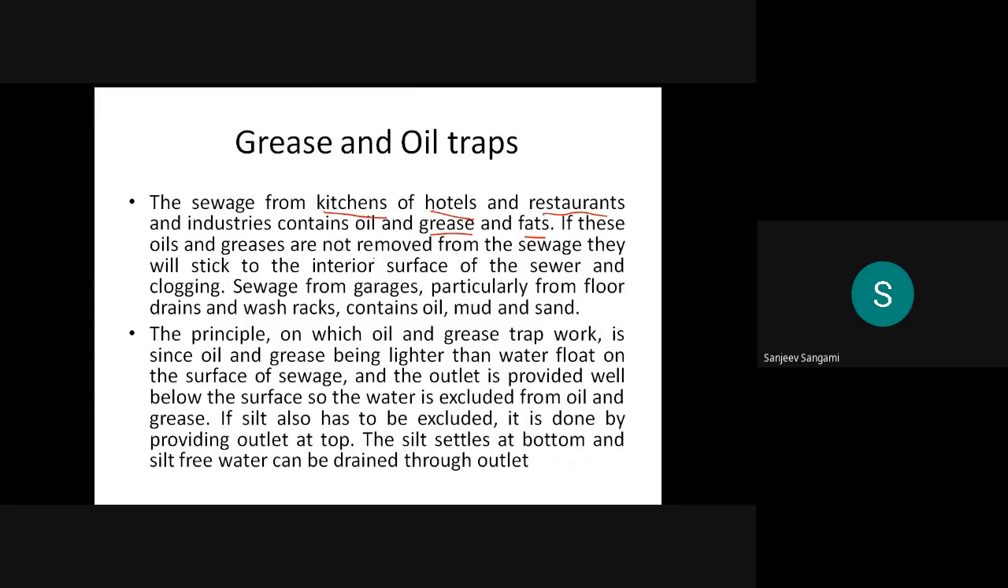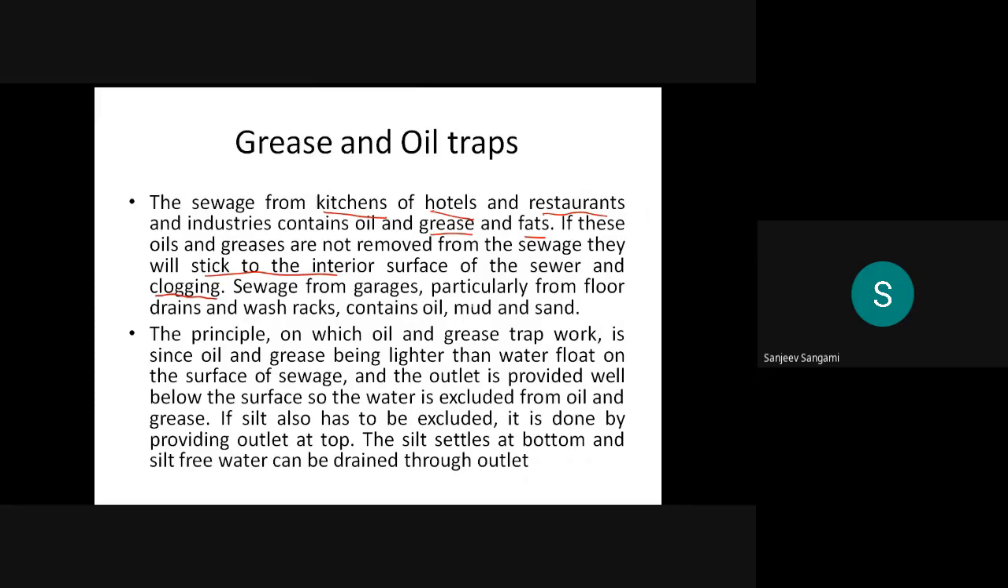If these oils and greases are not removed from the sewage, they will stick to the interior surface of the sewer and start clogging. Once it is sticking onto the inner surface of the sewer, it is very difficult to remove in further cases. Automatically, the durability of the sewer materials is going to be damaged, or it is going to be repaired every time.